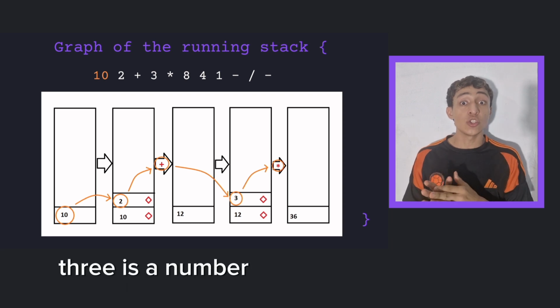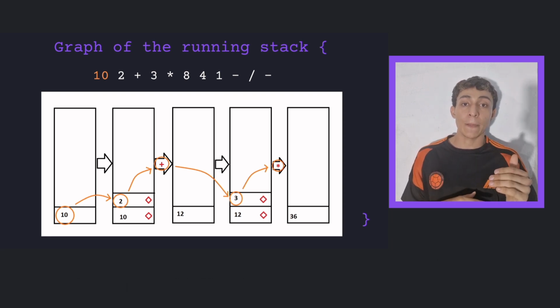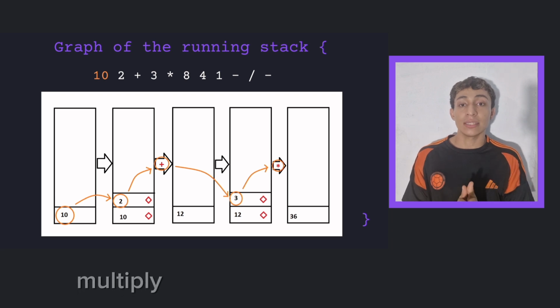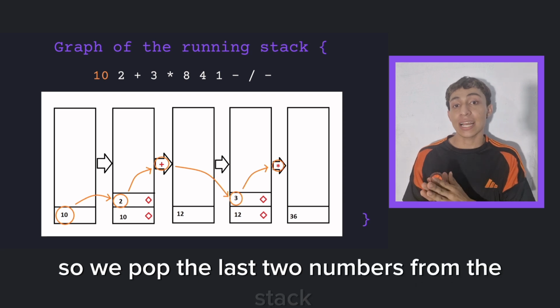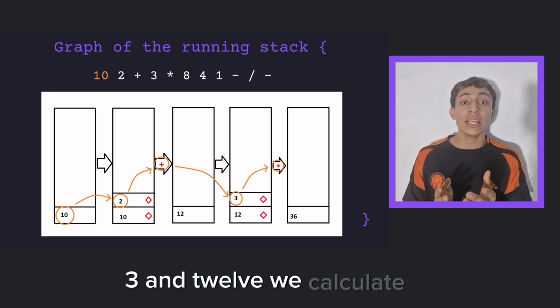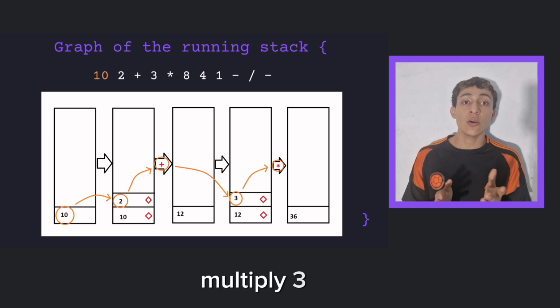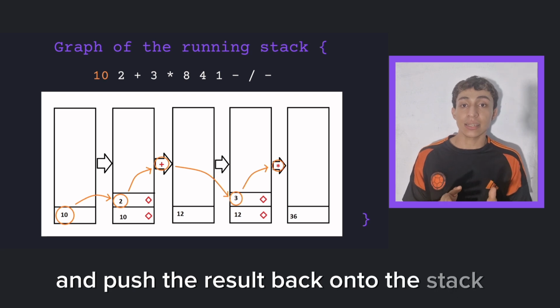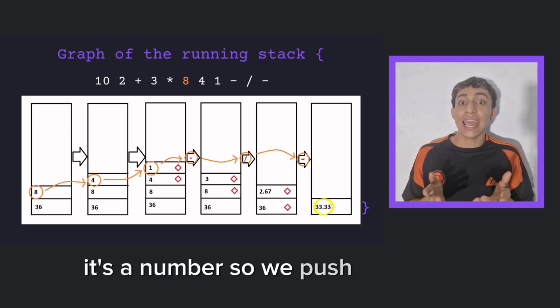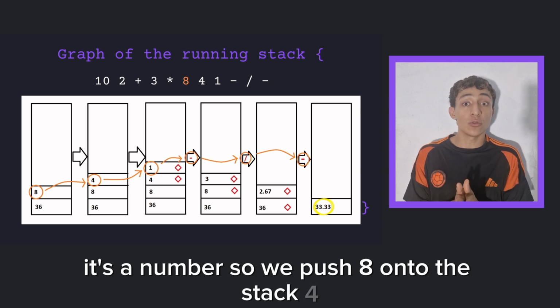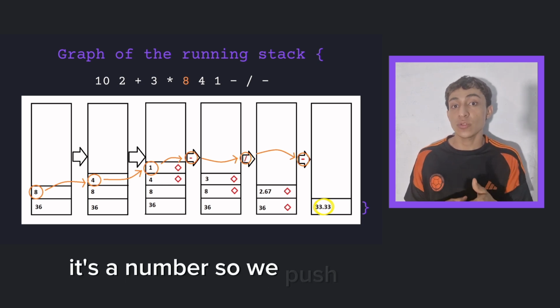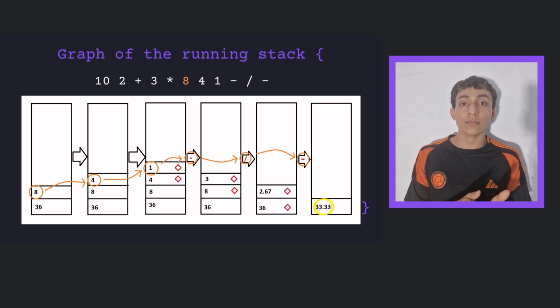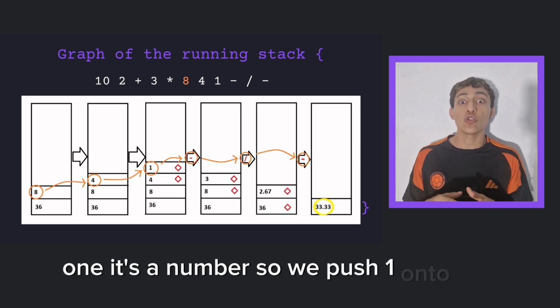3. It's a number, so we push 3 onto the stack. Multiply. We have an operator, multiply, so we pop the last two numbers from the stack, 3 and 12. We calculate 12 multiply 3 equals 36 and push the result back onto the stack. 8. It's a number, so we push 8 onto the stack. 4. It's a number, so we push 4 onto the stack. 1. It's a number, so we push 1 onto the stack.